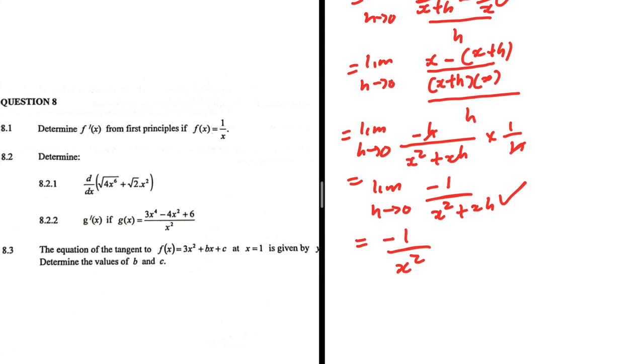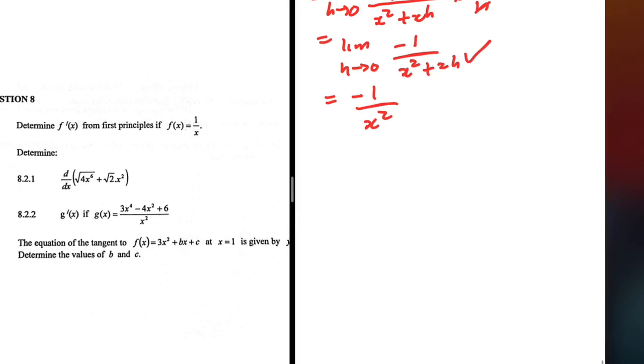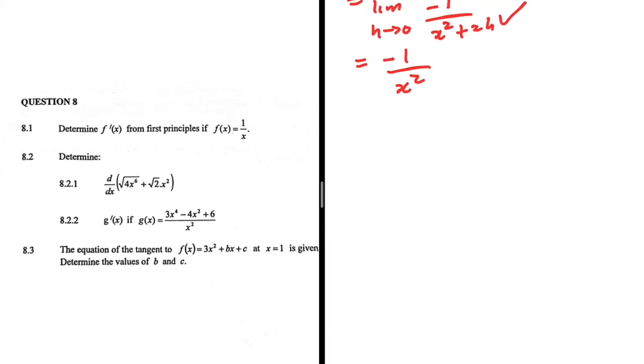Yeah, it is a unique one. Most of the time we just have something easy like 2x squared plus 4, but this one is quite unique, but still doable. Right, 8.1 done, let's move to 8.2.